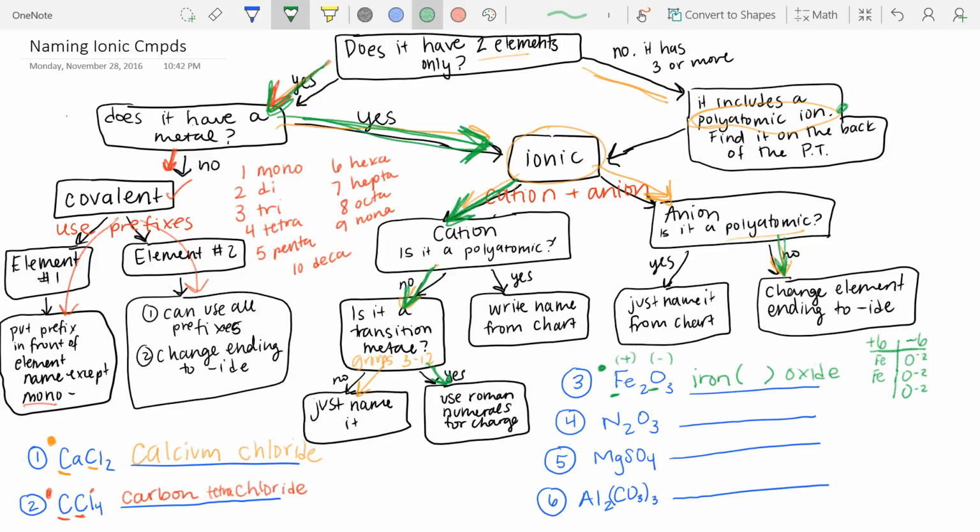And we're going to divide this 6 between the 2 iron atoms we have. So 6 divided by 2 gives us a +3 charge, and that +3 is going to be the Roman numeral here. So it would be iron(III) oxide. Okay, so that is how you would get our Roman numeral.